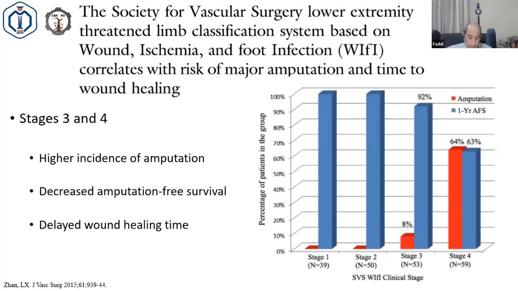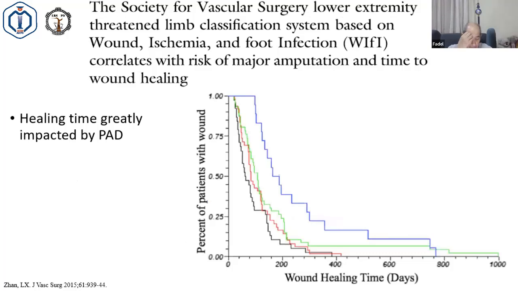They showed that in stages 3 and 4 of WIfI there was a higher incidence of amputation, as you can see in the figure on the right. There's a decreased amputation-free survival. There's also a delayed wound healing time.